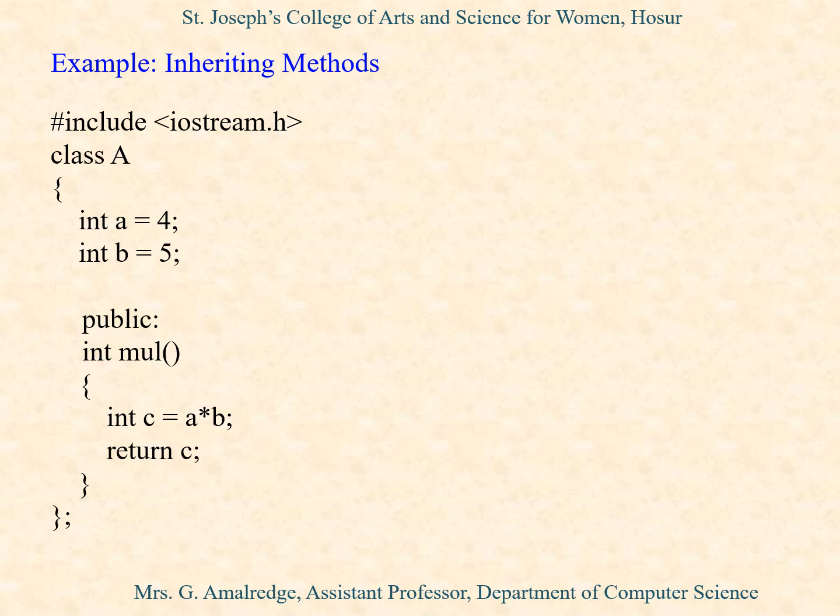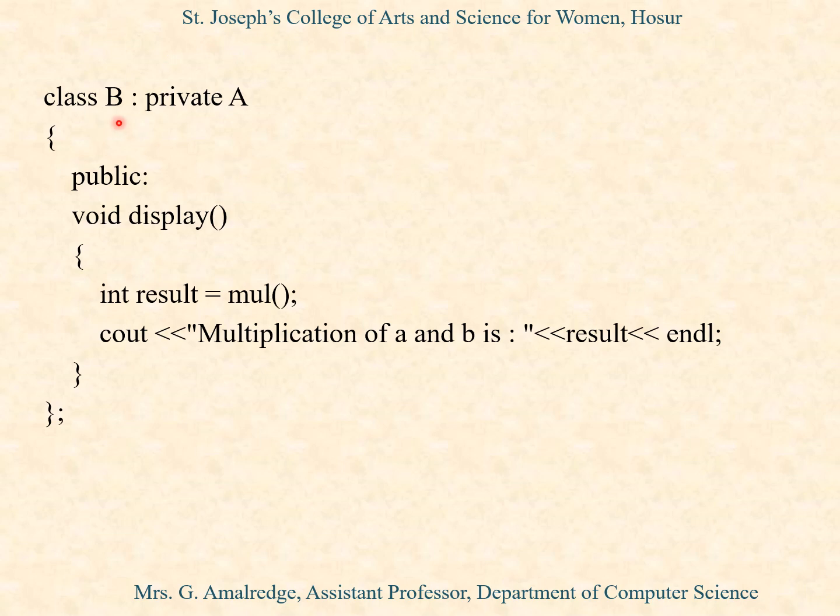Now we are going to create another class called B. This is our subclass, and we are going to inherit the data members which are available in the base class A. So A is the base class, B is the subclass. In this B class, we are going to create one more function called display. In display function, we are creating one variable called result and assigning the value of MUL function to result, and we are printing the multiplication value of A and B into the console.